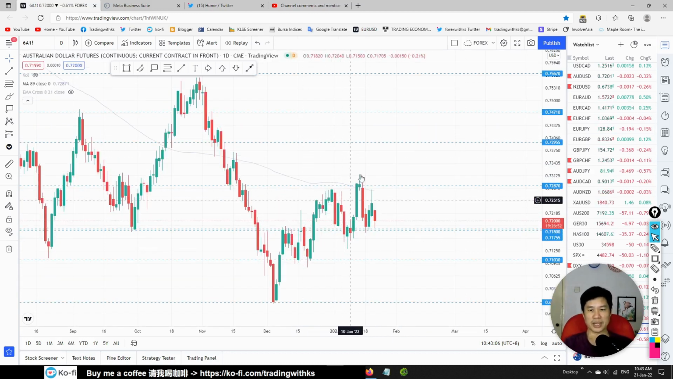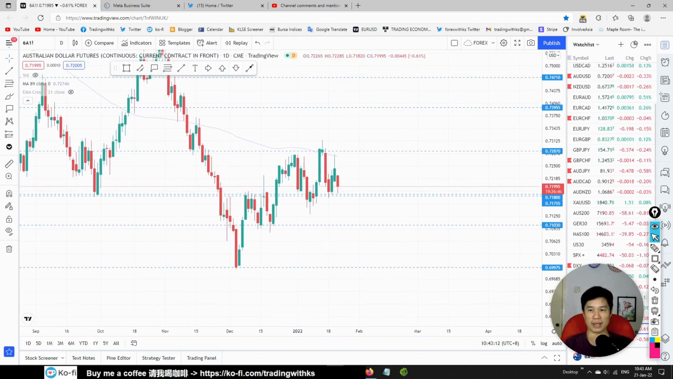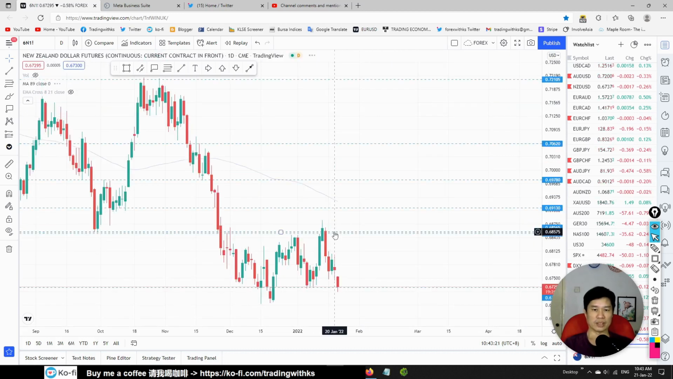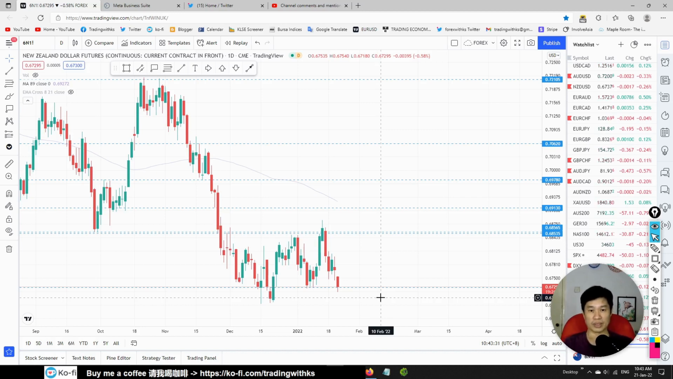Australia dollar is just sideways. It's not strong, it's not weak. If it goes against the stronger currencies, probably the US dollar, Japanese yen, and Canadian dollar, this one will lose out. Look at New Zealand dollar. New Zealand dollar is on the way down, so most probably it's a weaker currency for the near term.